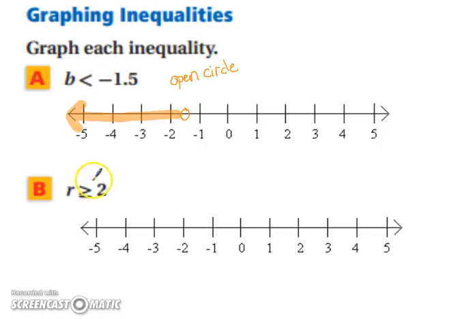So we have r is greater than or equal to 2. Because you have that "or equal to," you're going to have a filled in circle, and it's going to be on 2. So at 2, we're going to have a filled in circle because we can include this value. It has to be greater than or it can be equal to 2. And because all of your values are greater, we want to shade to the right. So where are the values greater? The values are greater in this direction.